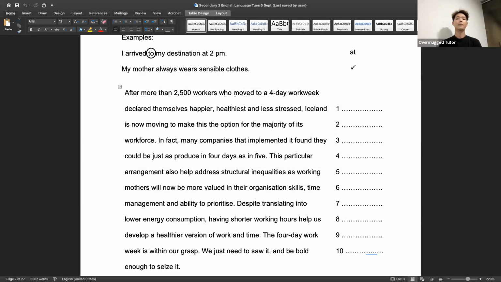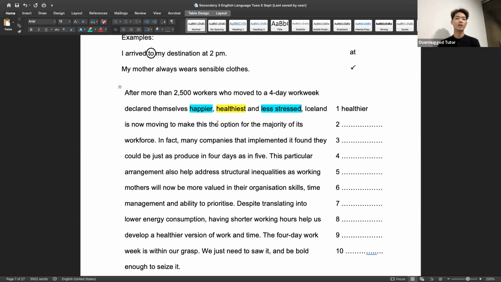Okay, come. After more than 2,500 workers who moved to a 4-day work week declared themselves happier, healthier, and less stressed. So this is the error. You need to change it to healthier. Why is it so? Because if you look at the other words, you need to make sure they match the form. They all have to be comparative-ish: happier, healthier, less stressed.